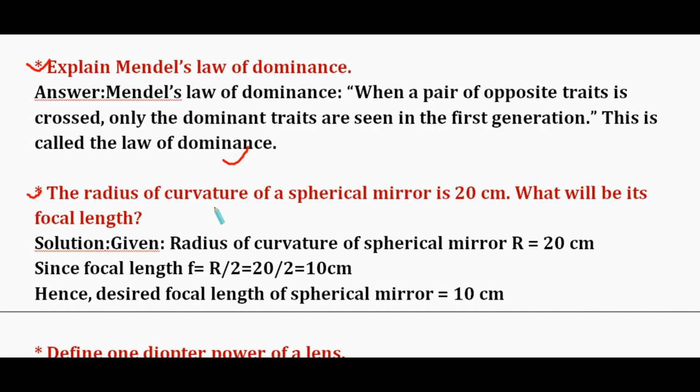Next question is, the radius of curvature of a spherical mirror is 20 centimeter. What will be its focal length? Given radius of curvature r is equal to 20 centimeter. Since the focal length f equal to r upon 2, so it is 20 upon 2, then it is 10 centimeter. Hence the desired focal length of the spherical mirror is 10 centimeter.